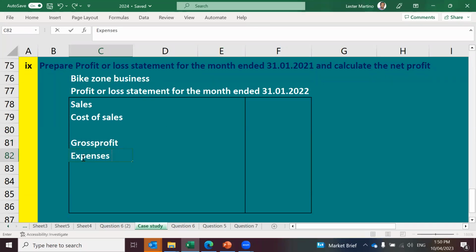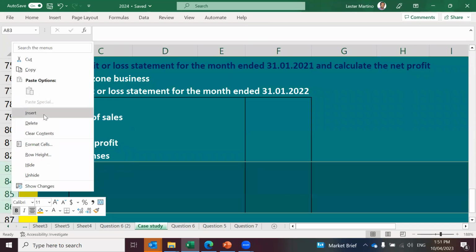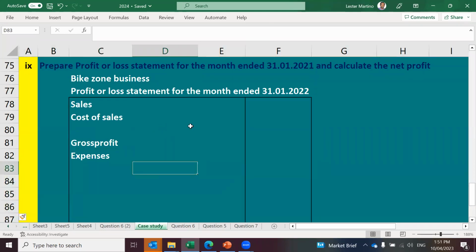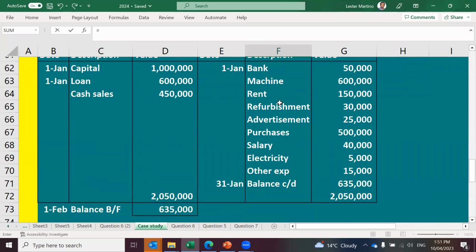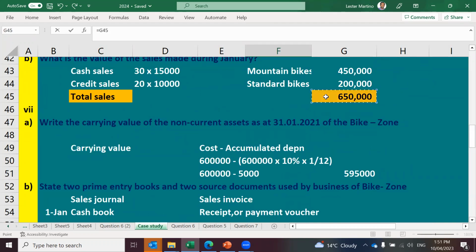You don't need to classify expenses in this case study paper, okay? Case study question, api classify karanna onne naha. There's only 2 marks. Sales figure already you derived in previous. You don't need to do it again. 650.